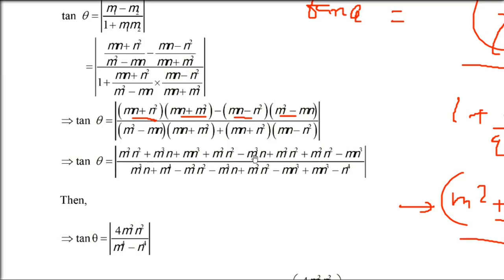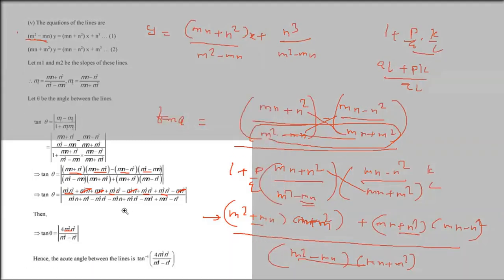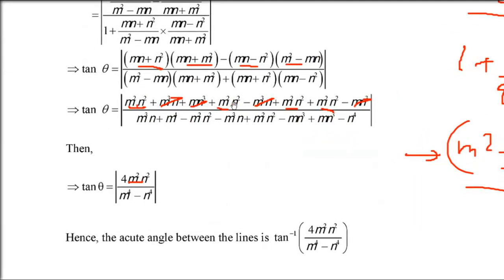Now if you see in the numerator, m cube n and m cube n get cancelled. And mn cube and mn cube also get cancelled. And m square n square are there 4 times: 1, 2, 3, 4. So you can write 4m square n square. This is 4 times m square n square.